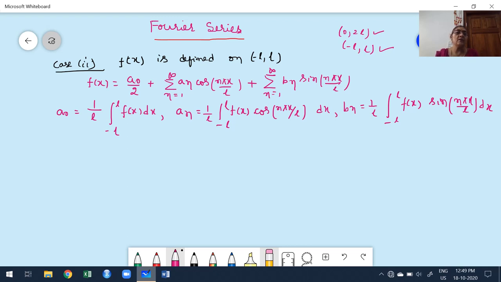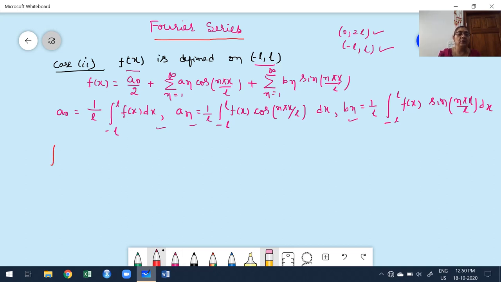Now, as a continuation of the second case, in this class I'm going to discuss some more subcases. Whenever we want to construct the Fourier series of a given function in the interval minus L to plus L, it is not always necessary to find a0, an, and bn. So we are going to consider two more subcases.